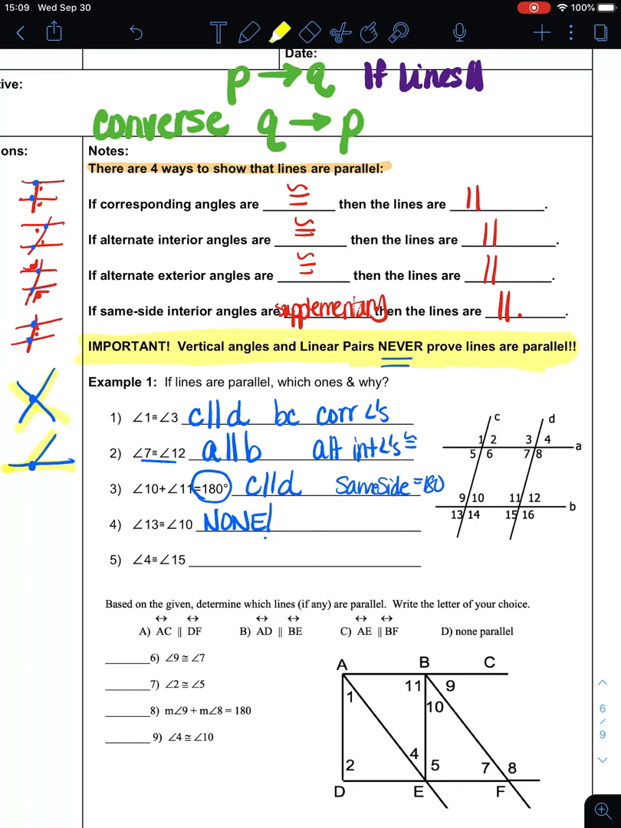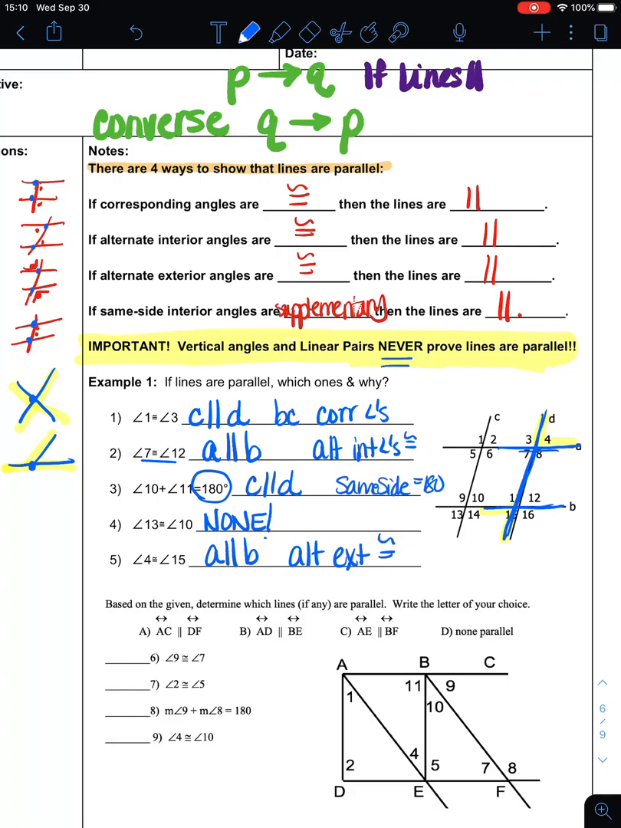Okay, and then our last one is 4 and 15. Here's angle 4 and here's angle 15. Notice they're on this same transversal. I just travel 1 line to get there. 4 is also made up of A. 15 is also made up of B. So I can say that A is parallel to B because if alternate exterior angles are congruent, then those lines have to be parallel.